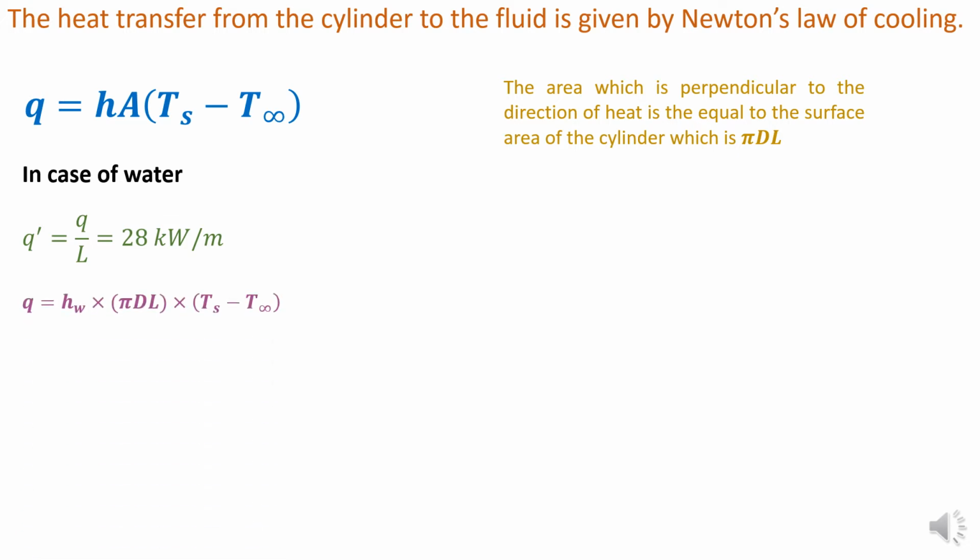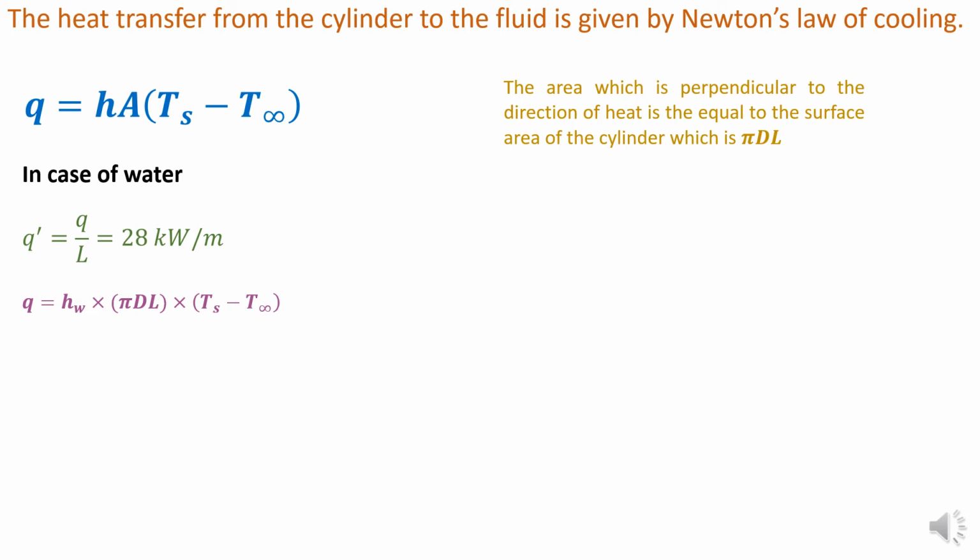From the statement of Newton's law of cooling, Q is equal to hA (Ts minus T infinity). By substituting the value of A equal to pi dl in Newton's law of cooling, we have found that Q is equal to hW into pi dl into (Ts minus T infinity). Here hW is the convection coefficient associated with water.